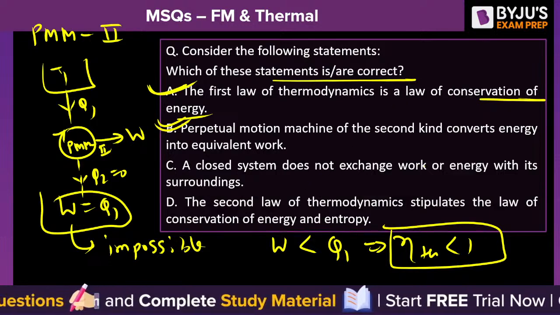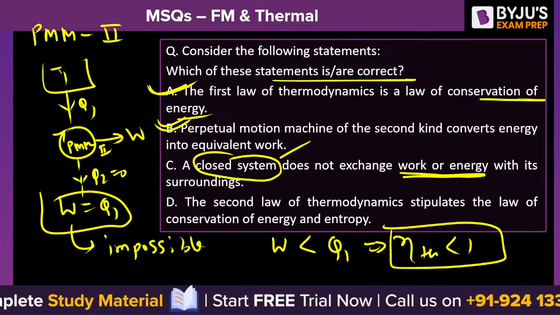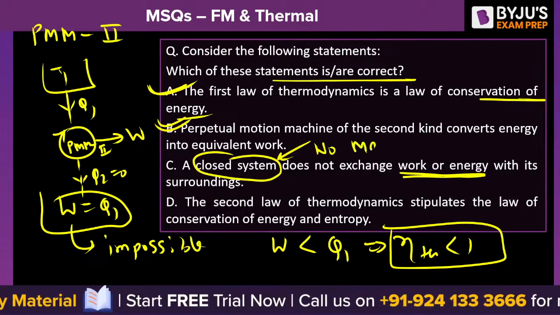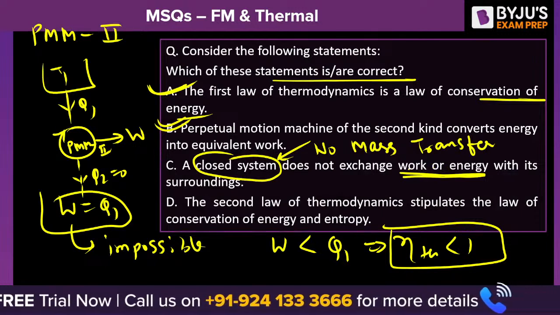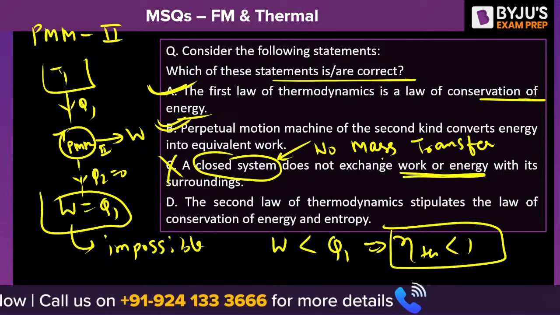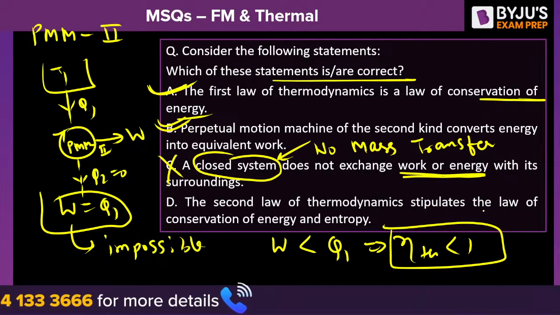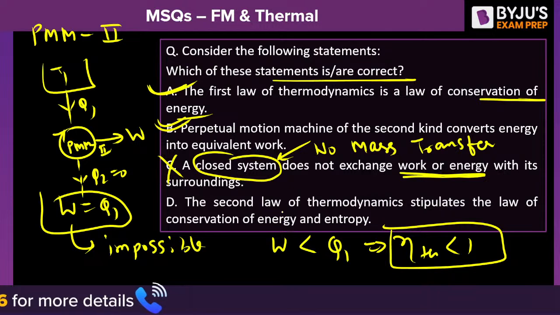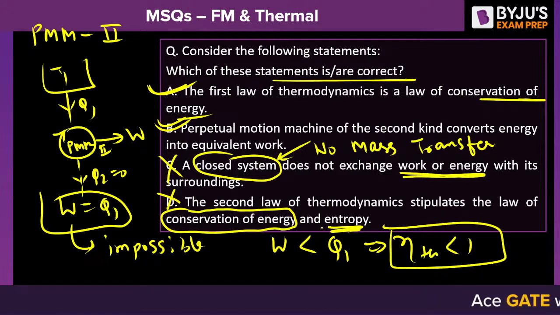A closed system does not exchange work or energy. What is a closed system? When there is no mass transfer. A closed system exchanges energy, but it does not exchange mass. So C is incorrect. The second law of thermodynamics stipulates the law of conservation of energy and entropy. No, it is not related to the conservation of energy. Entropy is not a conserved property.